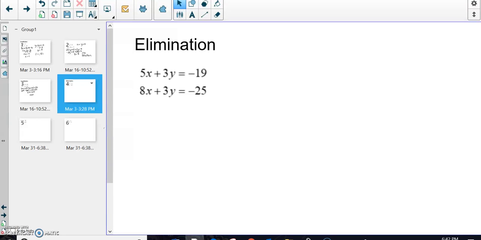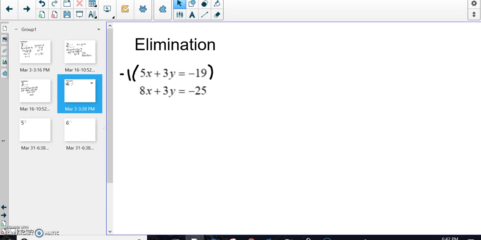Now we are going to solve by elimination. Elimination means I want to eliminate one of my variables when I combine both equations. So in this example, I'm going to eliminate the y's, and the reason why is because the y's have the same coefficient. So I only need to multiply the first equation by -1 in order to get opposites. And you want to look for opposites.